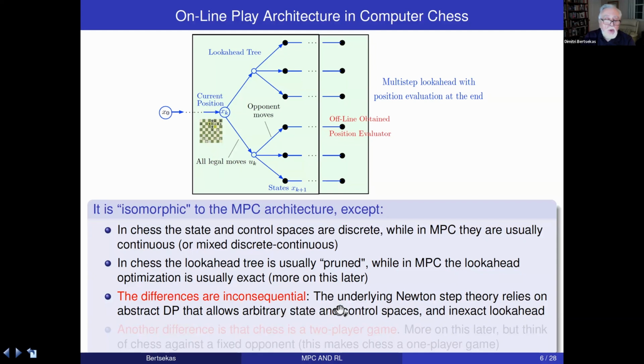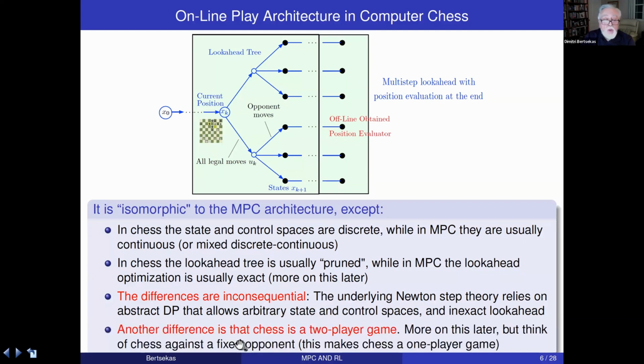to much broader domains. There's one more difference in computer chess. Chess is a two-player game, but you can view it as a one-player game if you consider chess against a fixed opponent. So there's only one branch that's coming out of here, and the decision-making of the opponent is known, and so it becomes a one-player game. And I'm going to discuss this a little later also.